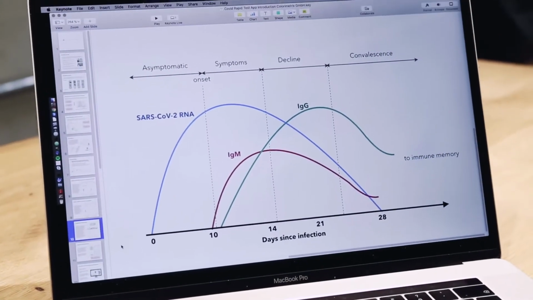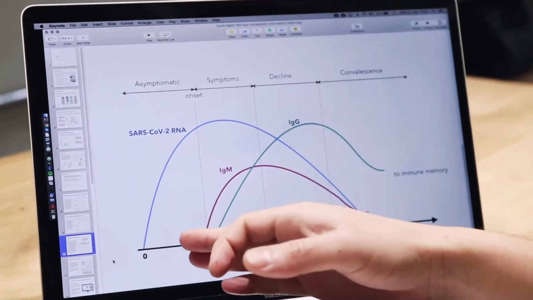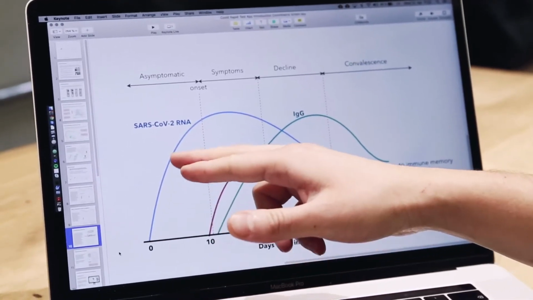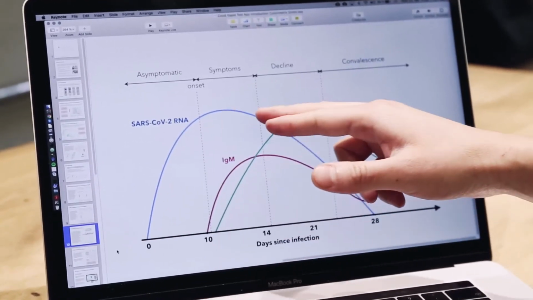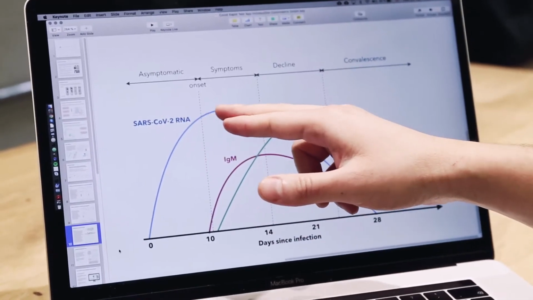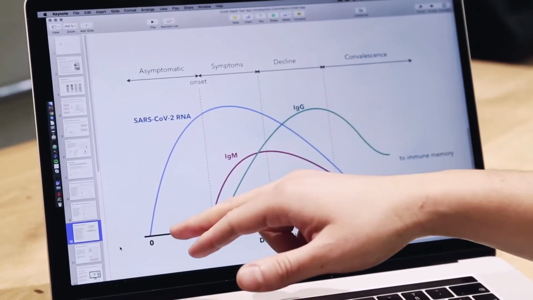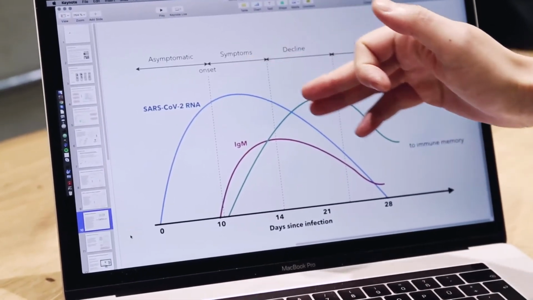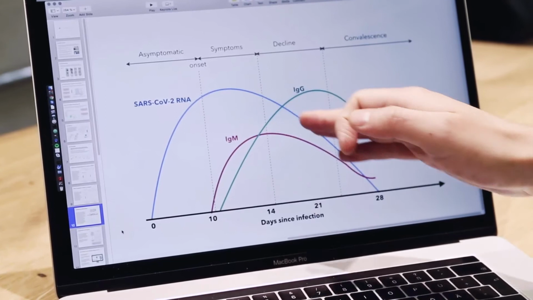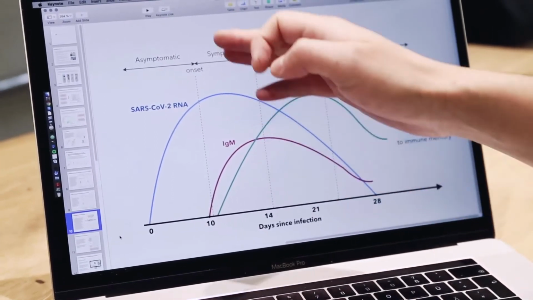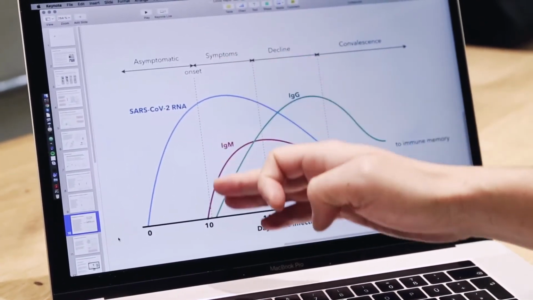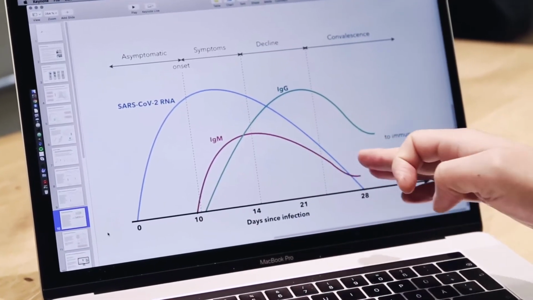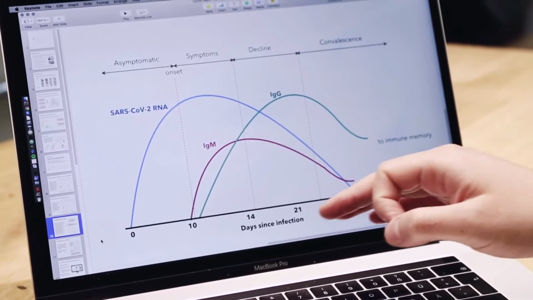And why is this? Here you can see how the RNA tests start becoming positive, because the viral load is sufficient to be detected. Around day 10 they reach a maximum, and then the viral load disappears, so RNA tests are no longer positive. However, around day 10, when the symptoms start appearing, IgM starts being present and then it quickly disappears.